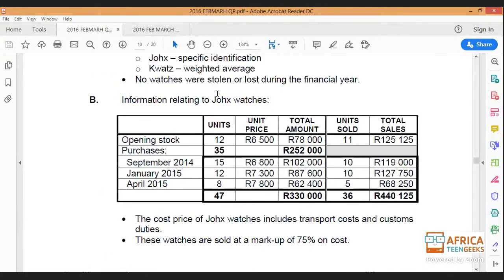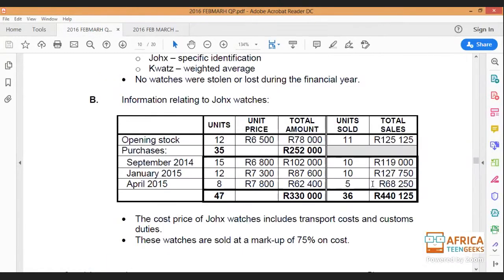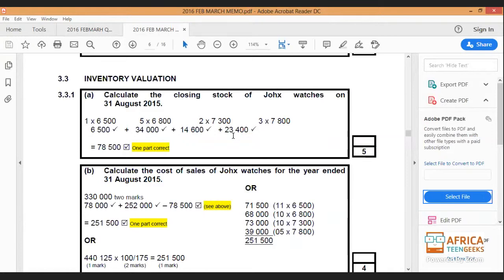Then we move to January. We bought 12 but only sold 10, which means 2 were unsold. So 2 times 7,300 gives 14,600. The last purchase, we bought 8 but only sold 5, so 3 were unsold. So 3 times 7,800 is 23,400. Then you add all these values and your total value of closing stock is 78,500.